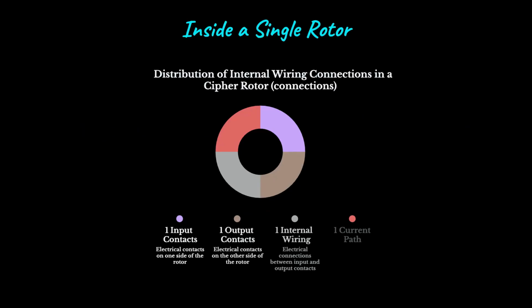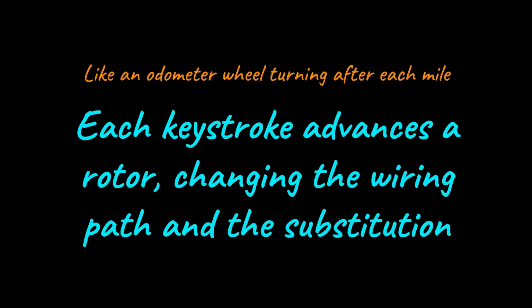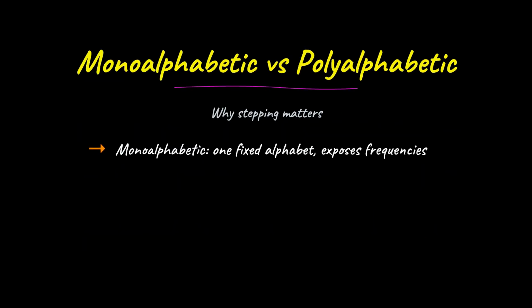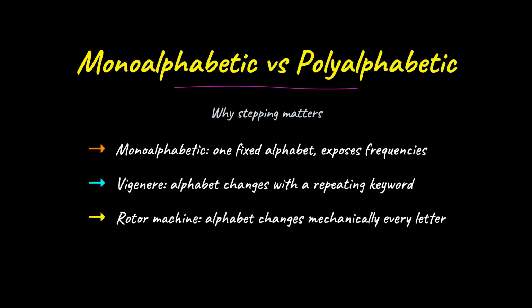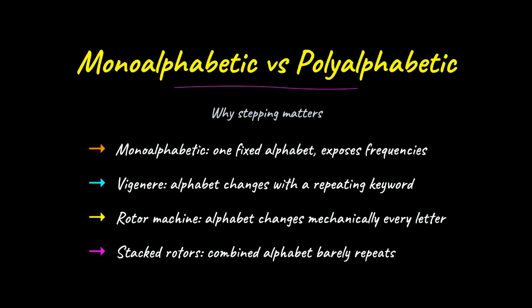The rotor is a wired wheel with contacts on both sides. Wiring inside connects each input contact to a different output, so a single rotor performs one fixed scrambled substitution. After every letter, at least one rotor steps forward like an odometer wheel, changing the electrical path and the substitution it performs. A monoalphabetic cipher uses one alphabet and leaks frequency patterns. Vigenère changed alphabets with a keyword, but the rotor machine changes its alphabet mechanically after every single letter, and stacking several rotors makes that combined alphabet take an enormous number of letters to repeat.